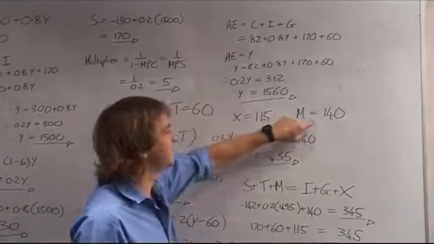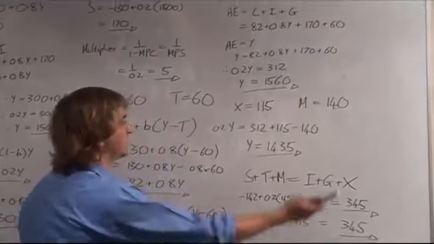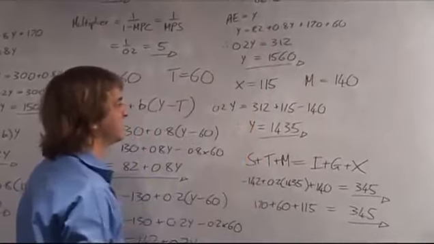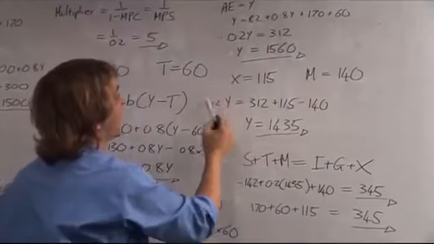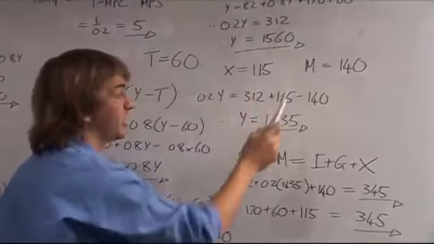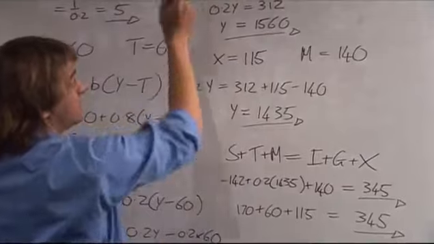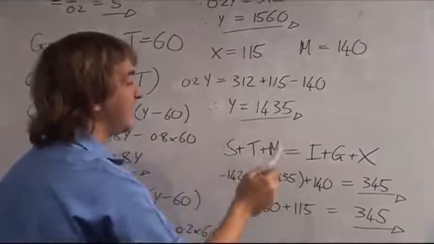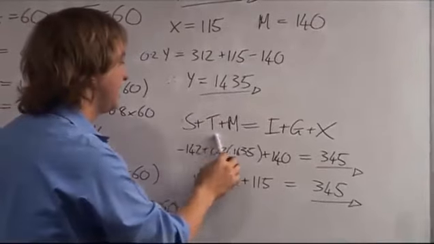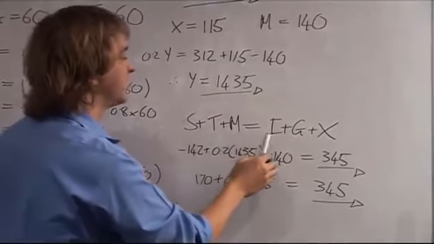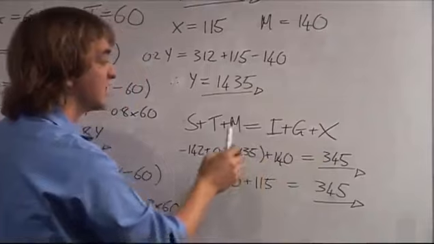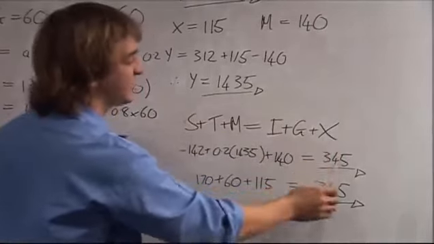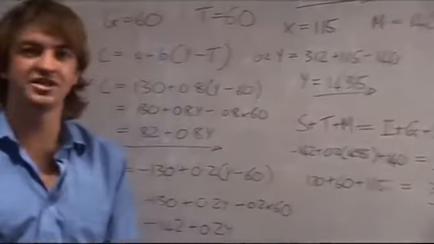Then we opened our economy to international trade. Exports was equal to 115, imports was equal to 140. We included those into our aggregate expenditure equation. I didn't do those sums again, we just added them onto our original, but you can go through and do that same equation again. And then finally, our equilibrium was equal to 1435, and we checked that our savings plus taxes plus imports were equal to our investment plus government spending plus exports. Our leakages must be equal to our injections, which they were, and so we were correct in our analysis.